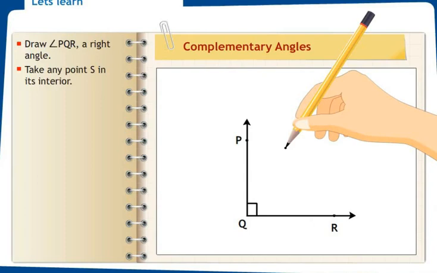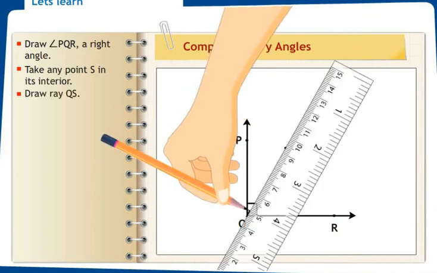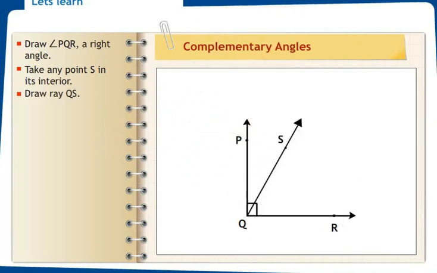We will take any point S in its interior, that is inside the angle, and we will draw ray QS. Point Q is the end point and S is the extended part of the ray. So ray QS. Don't call it SQ. Now we will add the measures of angle PQS and SQR.